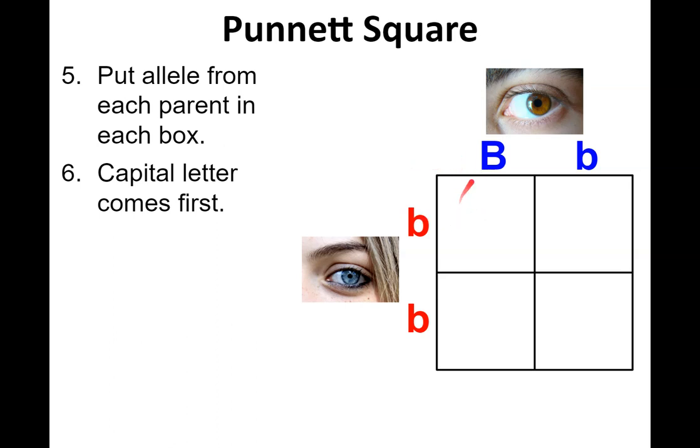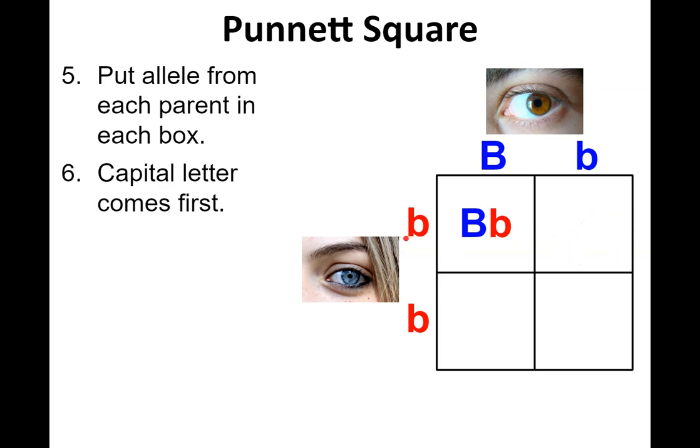Okay, the capital letter comes first. It doesn't matter who gives you the capital letter. So looking at this box here, you get one big B from one parent, one little b from the other parent. So it's this, big B, little b. Okay? Again, the capital letter comes first no matter who it's from. It doesn't matter which side. It's just so that it's easier to see. We always put the big letter first so that you can see it's big B, little b instead of little b, big B.